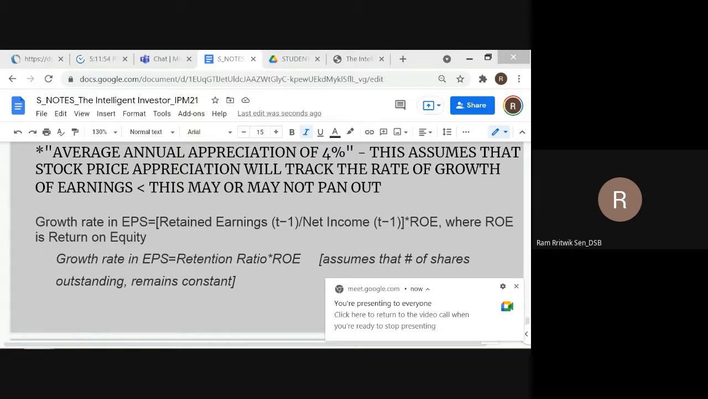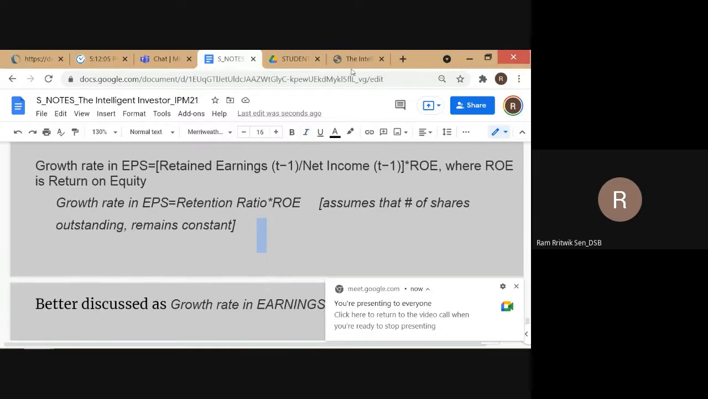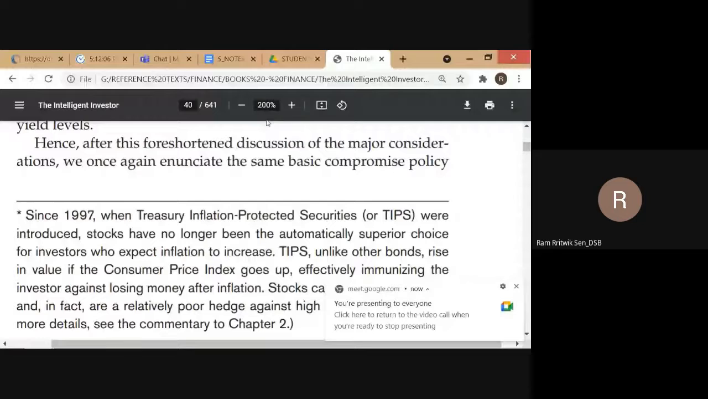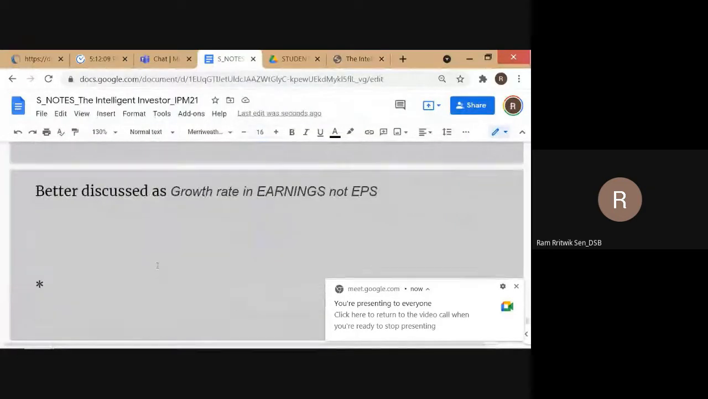Treasury TIPS, let me just give you a link for TIPS, and you can read on Treasury Direct. So, inflation protected. TIPS, this is on page 40. We'll just mention something about TIPS.